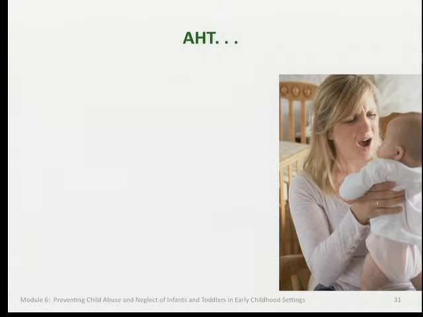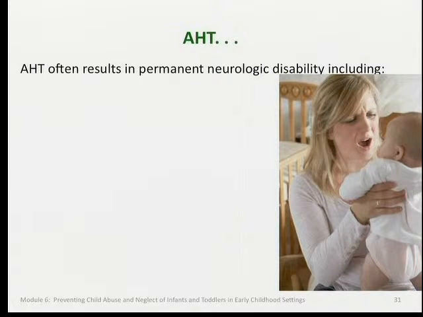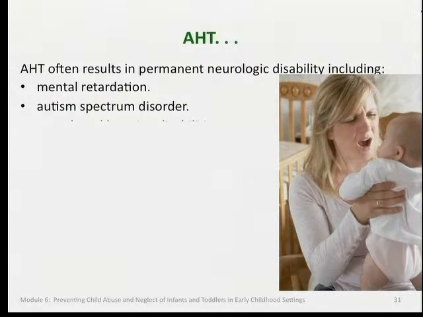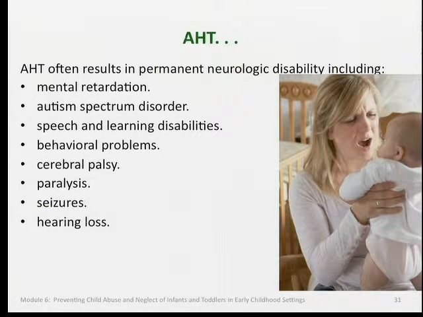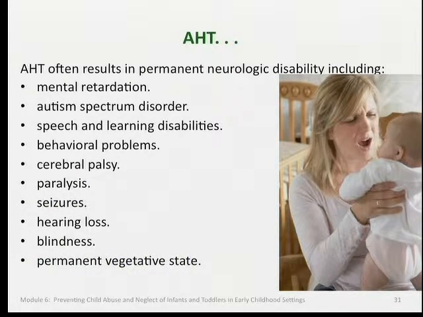AHT is the most common cause of death and accounts for the most long-term disability in infants and young children due to physical abuse. AHT often results in permanent neurologic disability, including mental retardation, autism spectrum disorder, speech and learning disabilities, behavioral problems, cerebral palsy, paralysis, seizures, hearing loss, blindness, and permanent vegetative state.